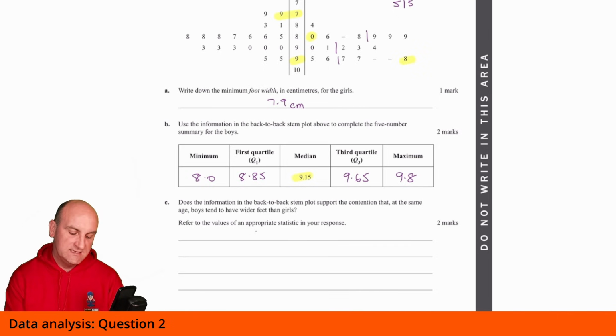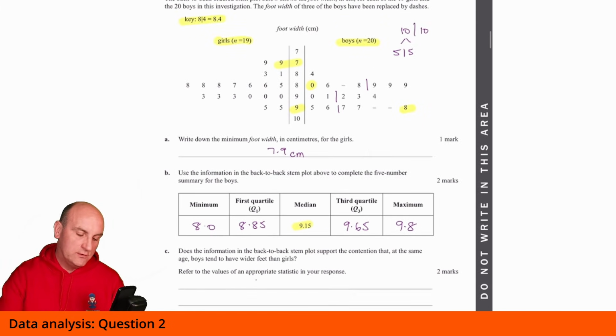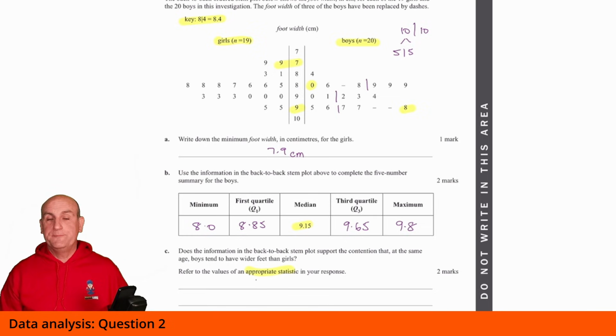All right, interesting. Does the information in the back-to-back stem and leaf plots support the contention that at the same age, boys tend to have wider feet than girls? 2-mark question. You've got to answer the question. It says, does the information support? So that's a yes or no answer. And you can't just write yes. You have to back it up with some information. But to be able to do that, we've got to quote an appropriate statistic. Now what do we use? We can use the median or the interquartile range.